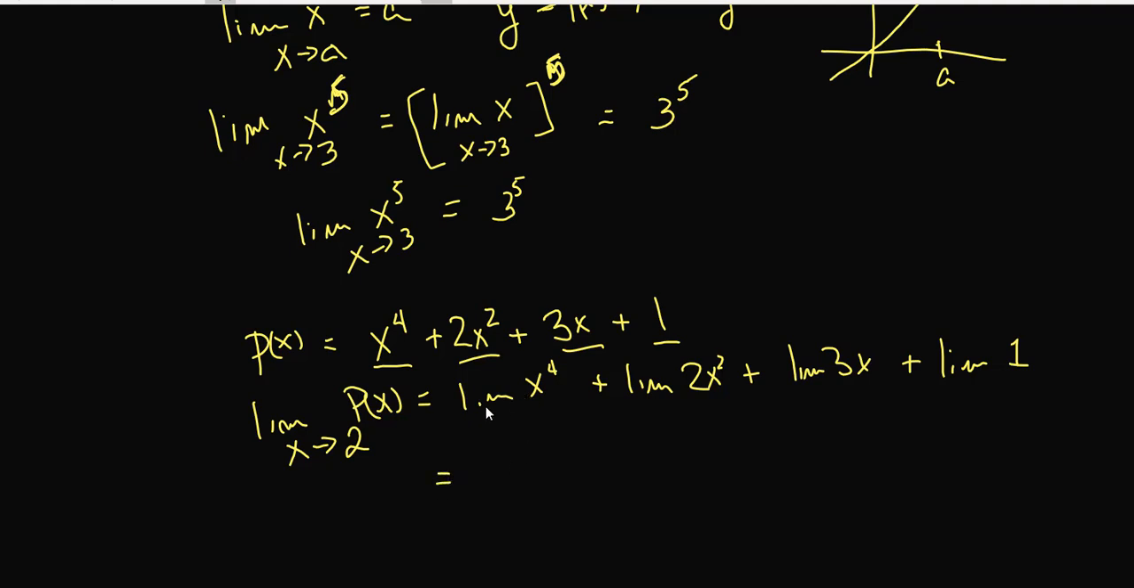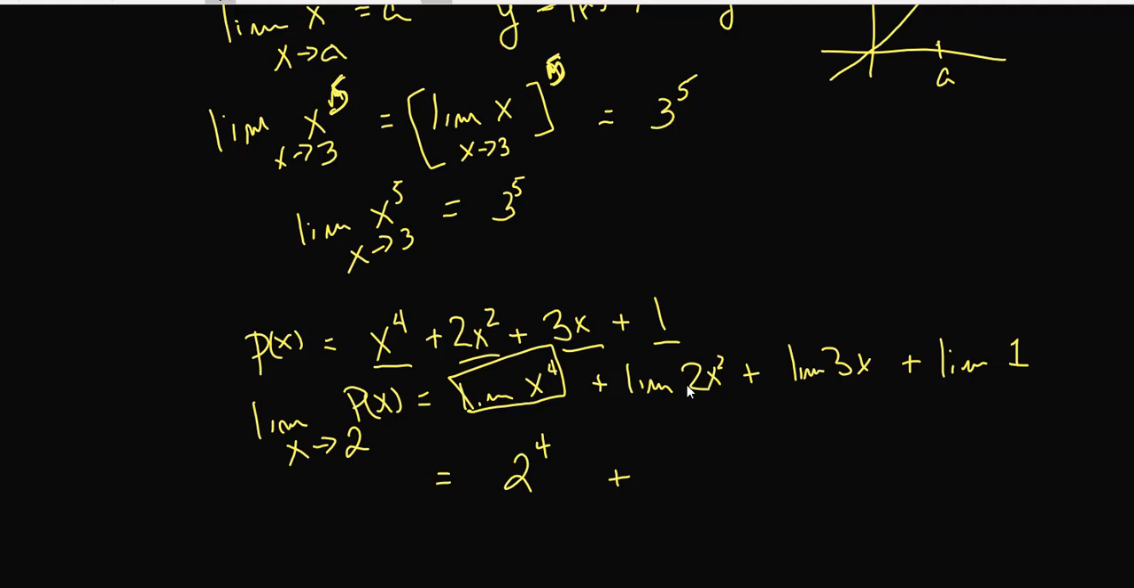So now we know how to do this one. We just did one just like that. This was x to the 5th as x goes to 3. Now we have x to the 4th as x goes to 2. And we're going to get 2 to the 4th. So we know how to do that part.